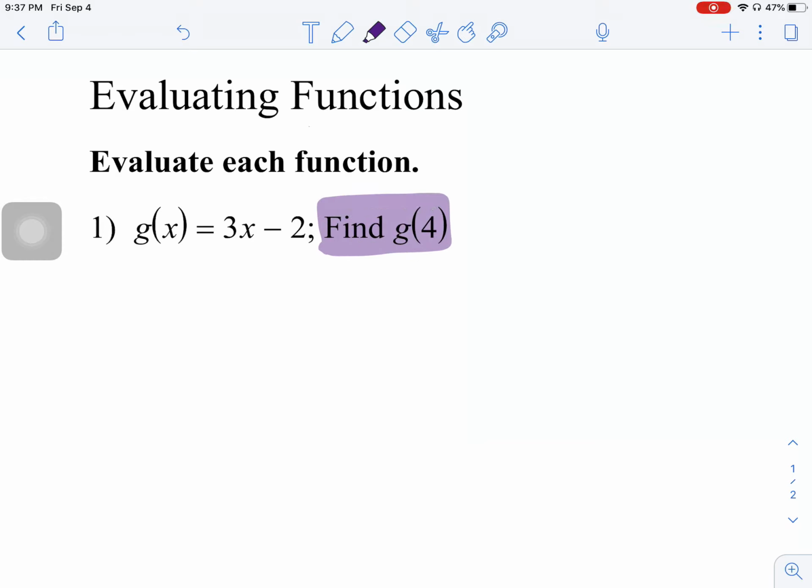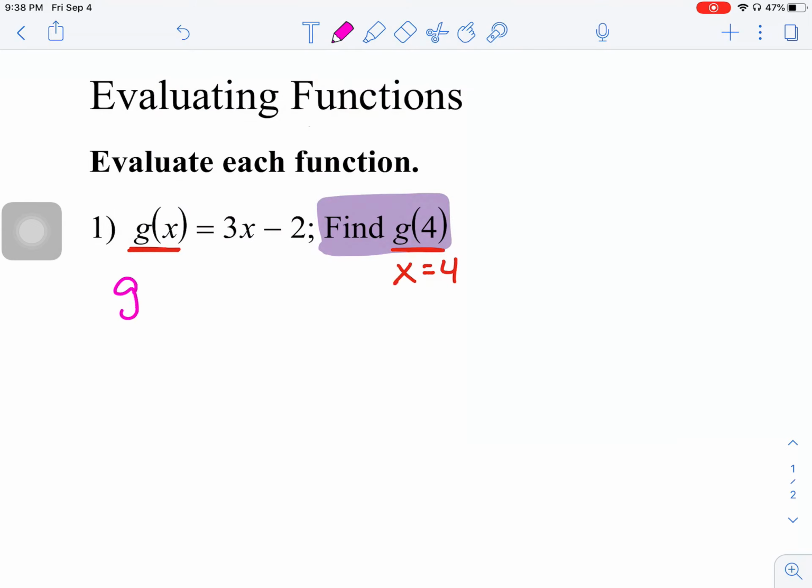And so what I want to look at is what changed from g of x to g of 4. Well, what changed was x got replaced with 4. So what this is telling us for g of 4 is that x is equal to 4, and we just want to use that value in the expression. So let's go ahead and do that.